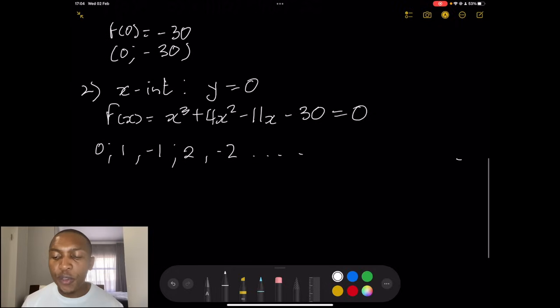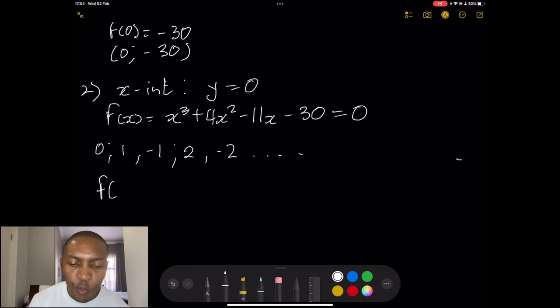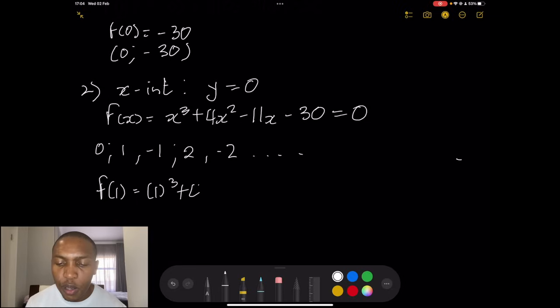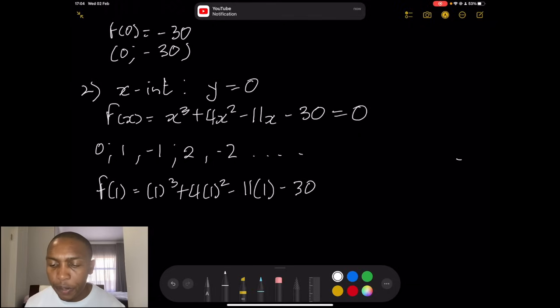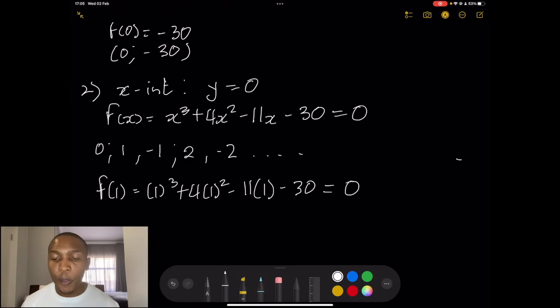So let's start with the first one. Of course, 0, it's obvious we've substituted 0 before. It doesn't give us a result of 0. So let's find f of 1. Everywhere we see x, we're substituting 1. So 1 cubed plus 4 times 1 squared minus 11 times 1 minus 30, and this would be equal to 0.